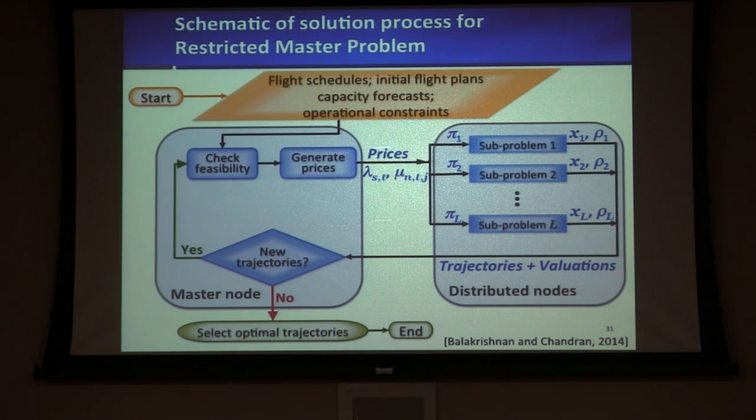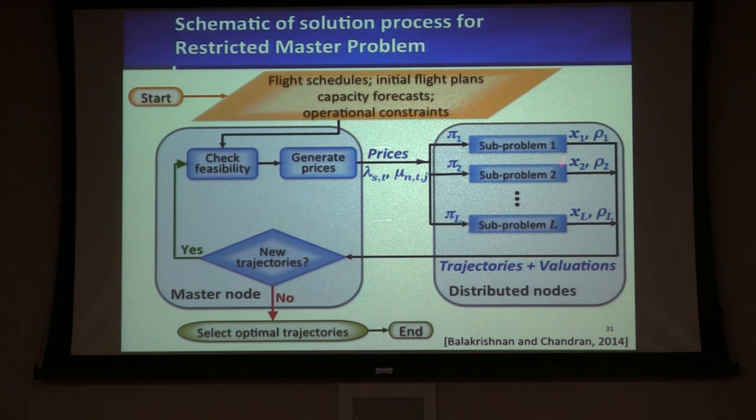So just in terms of a high-level schematic on how this would go, you start with the initial schedules or the initial plans that the airlines would like to fly, the capacity forecast that you have, and the operational constraints. So this is the deterministic version. You check the feasibility, and then depending on the demand on every one of your resources, you generate a set of prices and send the prices to the subproblems, and the nice thing about these subproblems is that they're decomposed by every aircraft. You got it, yeah. Dual pair. That's why you have prices. Exactly, yeah.